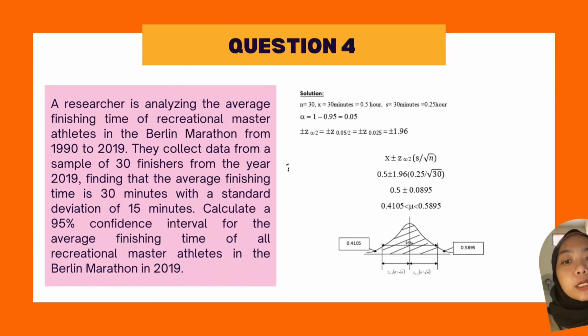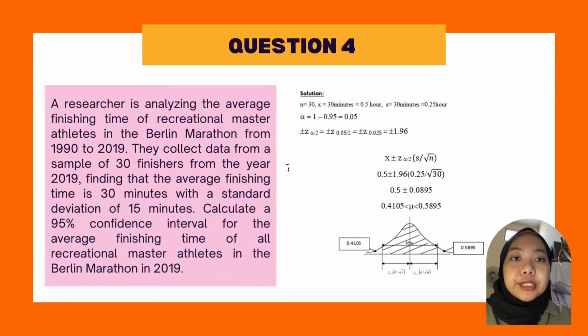Thank you. So for the simple question for the chapter on estimation, a researcher is analyzing the average finishing time of international master athletes in the Berlin Marathon from 1919 to 2019. They collect data from a sample of 30 finishers from the year 2019, finding that the average finishing time is 30 minutes with a standard deviation of 50 minutes. Calculate a 95% confidence interval for the average finishing time of a recreational master athlete in the Berlin Marathon in 2019. So n equals 30, x equals 30 minutes, the same as 0.5 hours, s equals 50 minutes, the same as 0.25 hours.